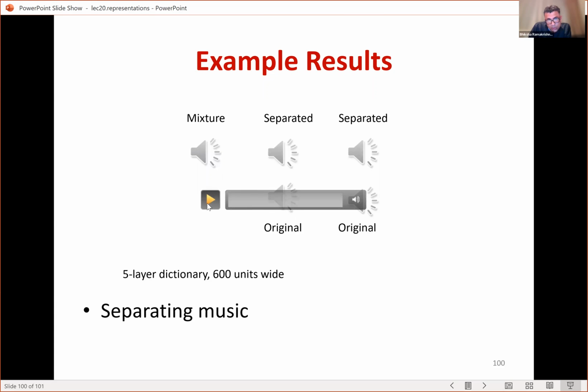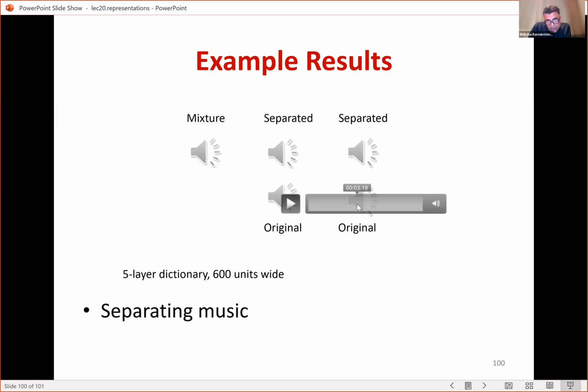And for reference, these are the two sounds we mixed. As you can see, it actually does, in this case, a near perfect job of separating the two sources from this mixture.